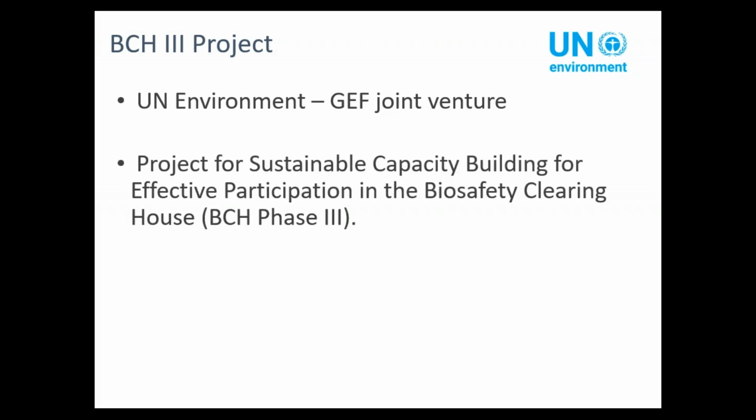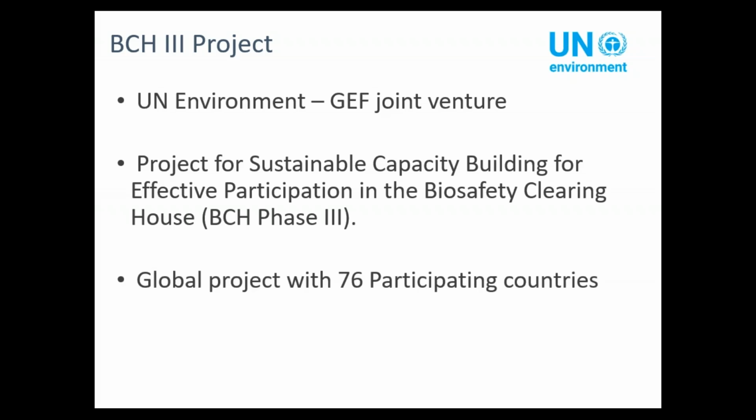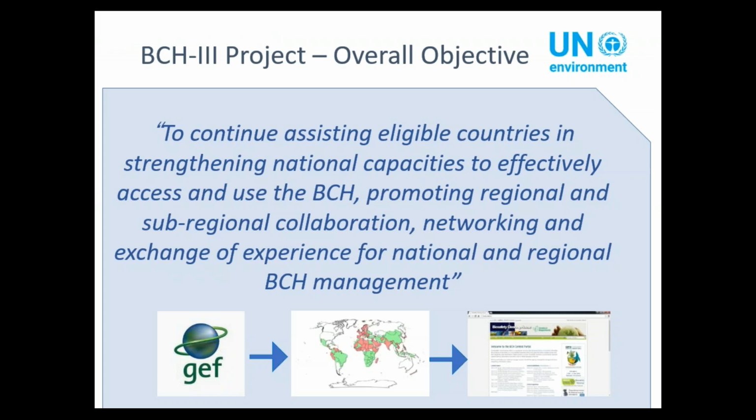For the introduction about the BCH III project, this is a UN Environment and Global Environment Facility joint venture. The specific title is Project for Sustainable Capacity Building for Effective Participation in the Biosafety Clearing House, or simply BCH Phase 3. It is a global project with 76 participating countries. The objective of the project is to continue assisting eligible countries in order to strengthen their national capacities to effectively access and use the BCH, as well as promoting regional and sub-regional collaboration, networking, and exchange of experience, both for national and regional BCH management.